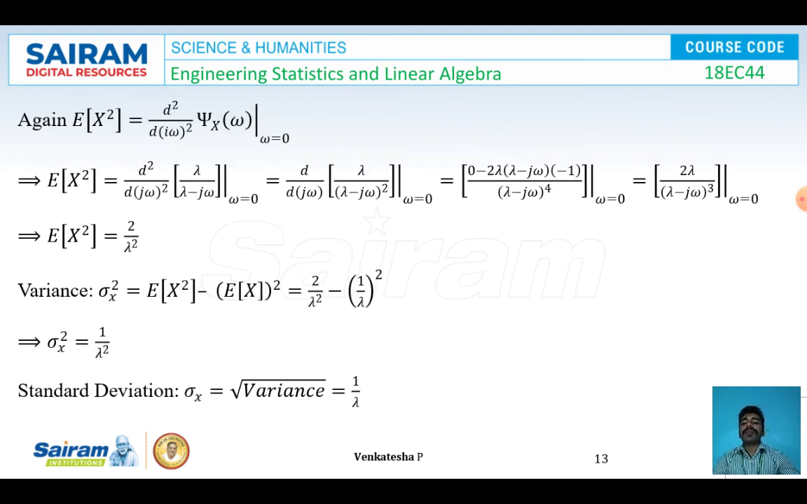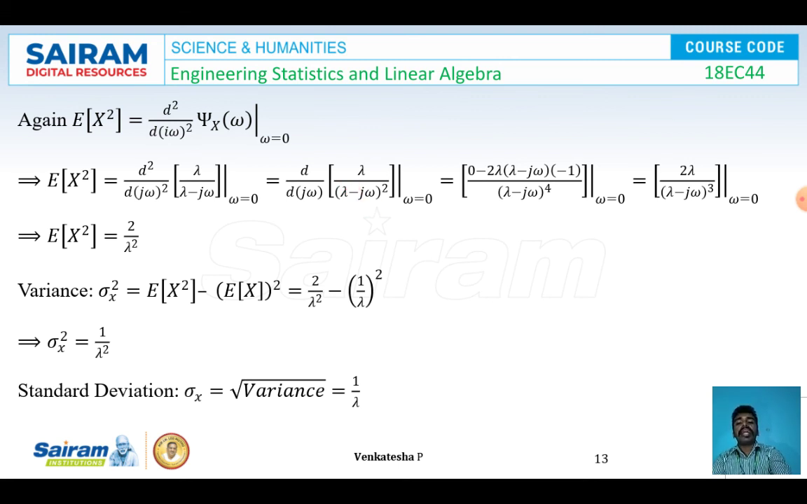Now I'm going to find the expectation of x square. It is given by d square by d j omega whole square of xi x of omega at omega equal to 0. So expectation of x square is equal to d square by d j omega whole square of lambda by lambda minus j omega at omega equal to 0. Now it will be equal to d by d j omega. Differentiating the first time using the quotient rule, we got d by d j omega of lambda by lambda minus j omega at omega equal to 0.